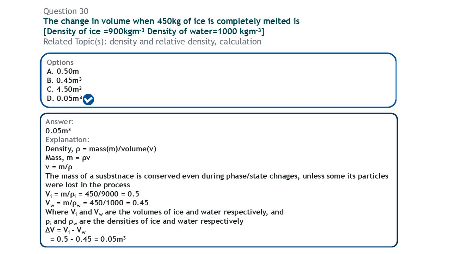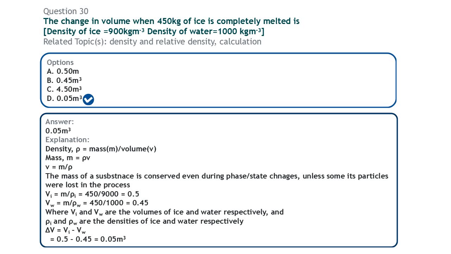So what we are saying is that the mass of the ice and the mass of the water is the same thing. When this ice completely melted, its mass did not change. So we can say that our Mi, the mass of the ice, is equal to Mw, the mass of the water.